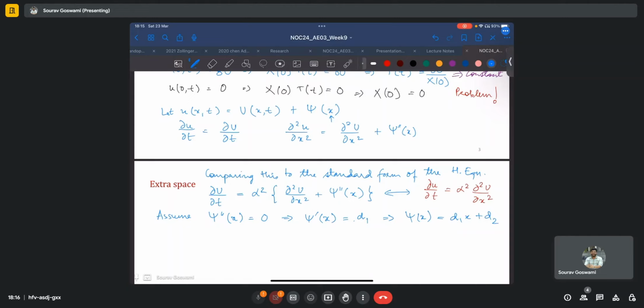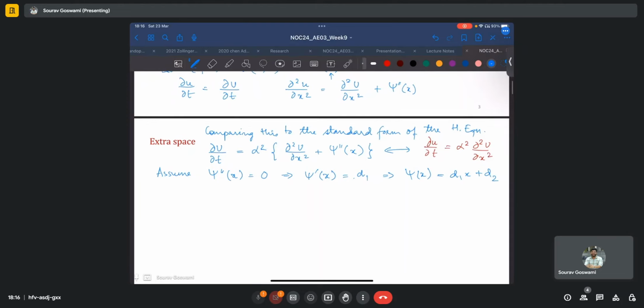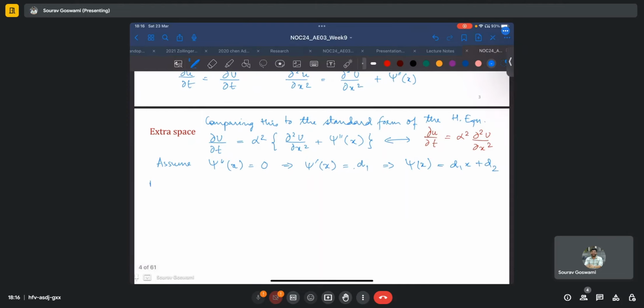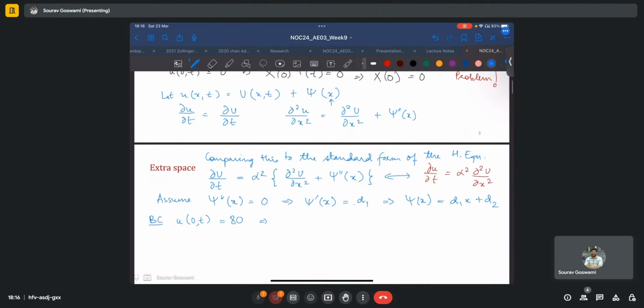Let us match this or contest this with the conditions given to us and see if it can accommodate all of them. So the first condition, sorry, the boundary condition, u at 0 comma t is 80, which implies that U at 0 comma t plus φ at 0 is 80.